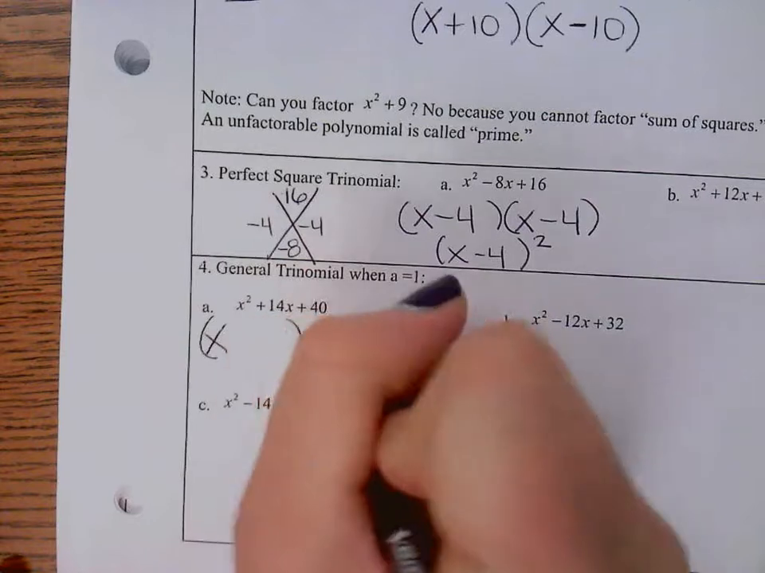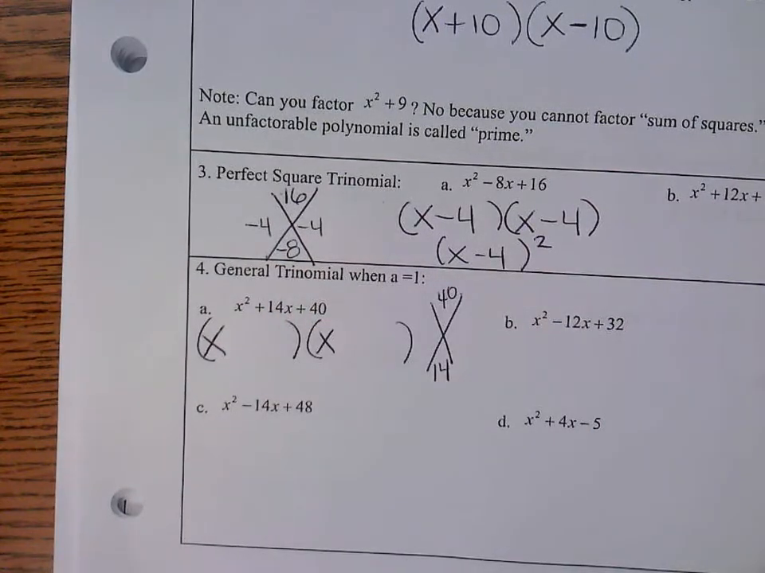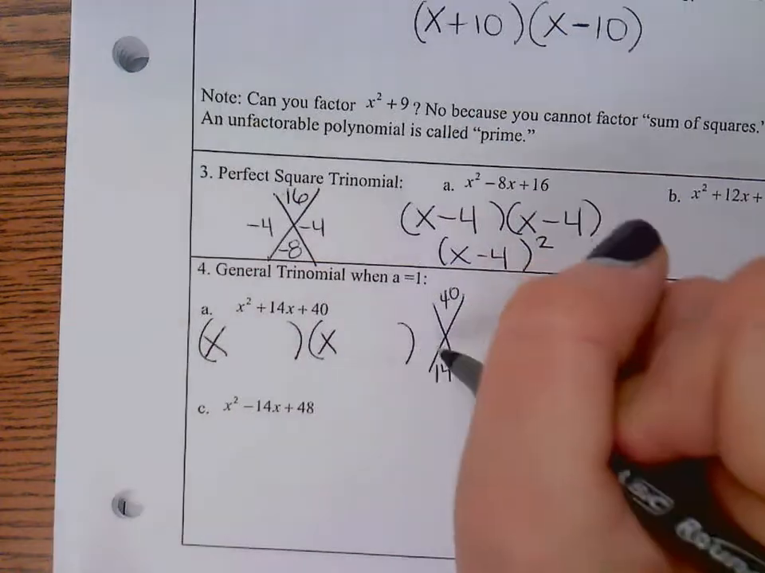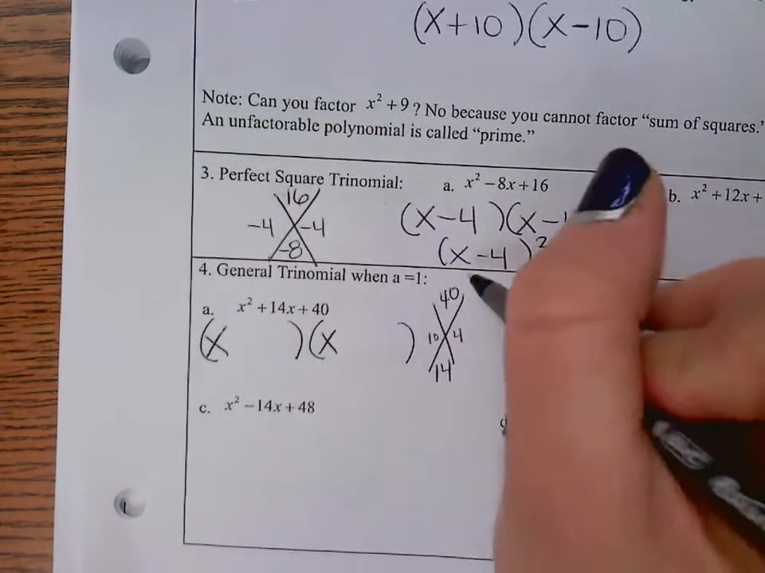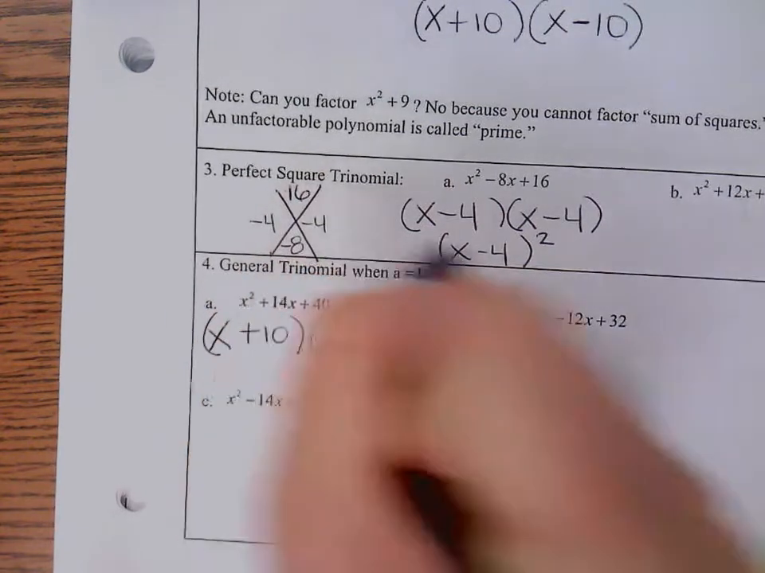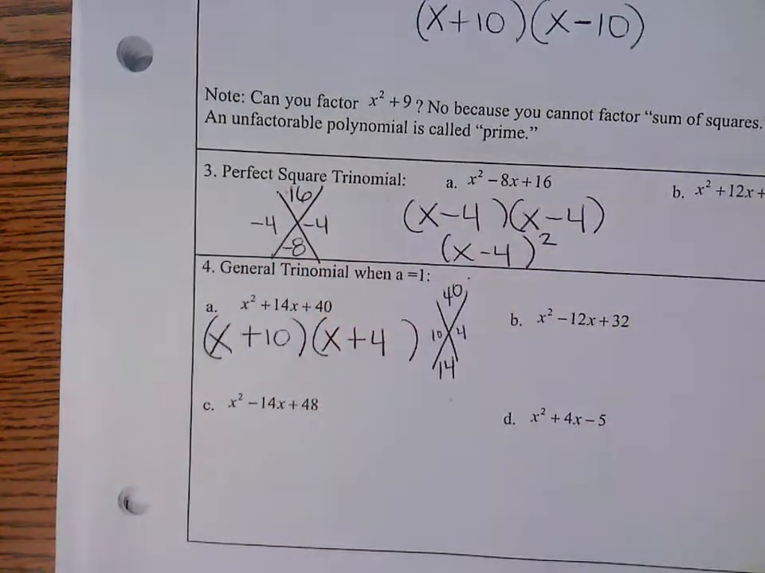And you know that this is x and this is x. So what would my factors have to be? You can go through all of them in your head, right? 1 times 40, 2 times 20. Yep. 10 times 4 is 40, and adds up to 14. So x plus 10, x plus 4 are the factors.